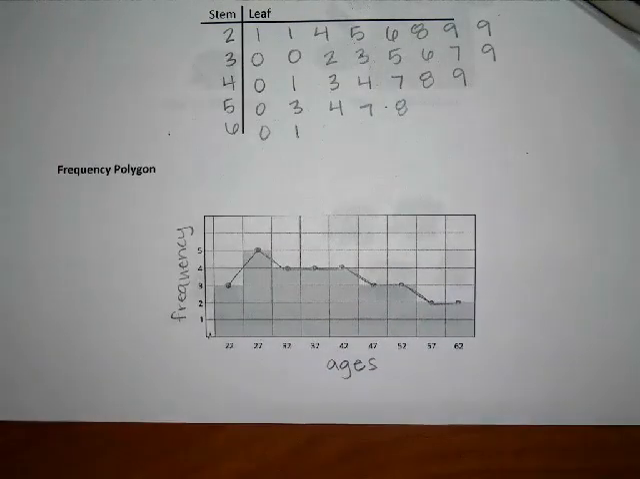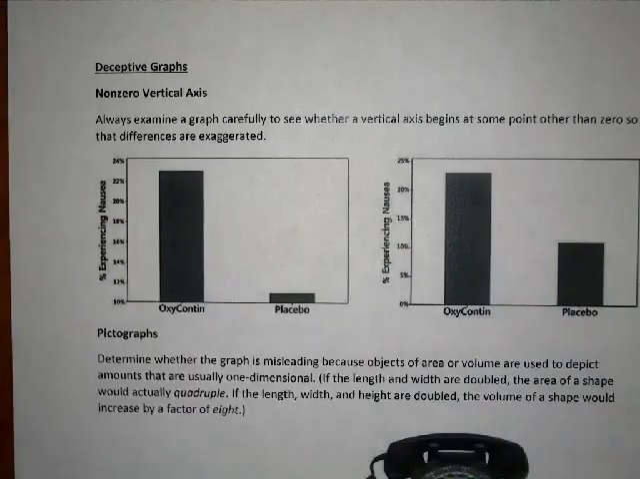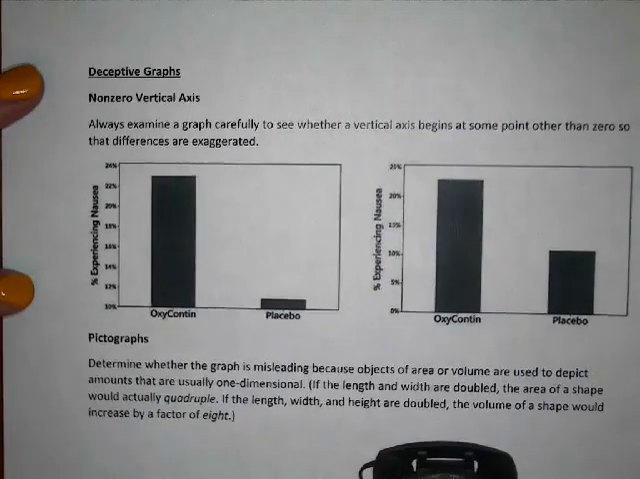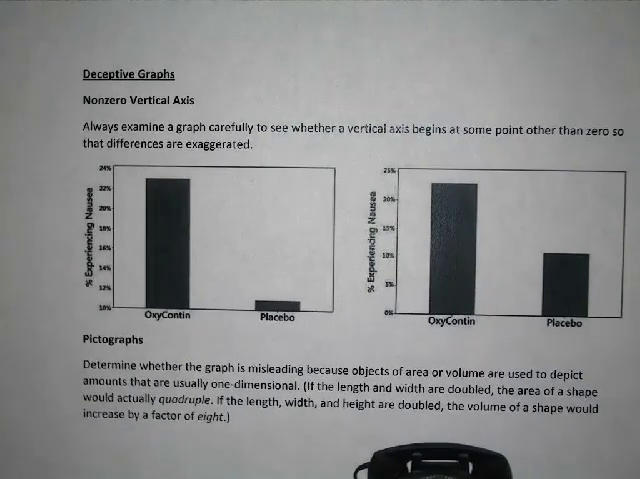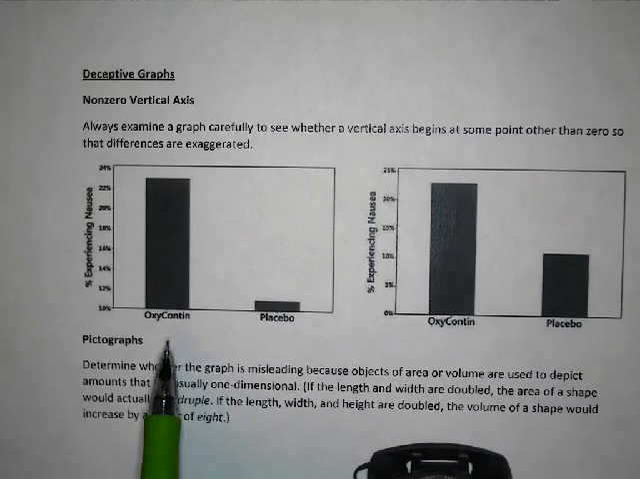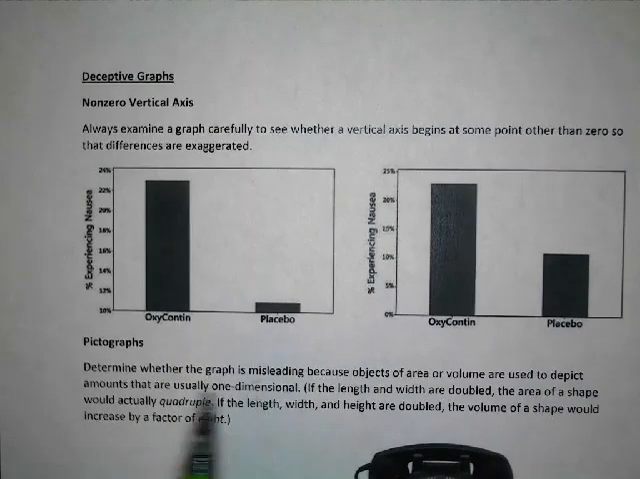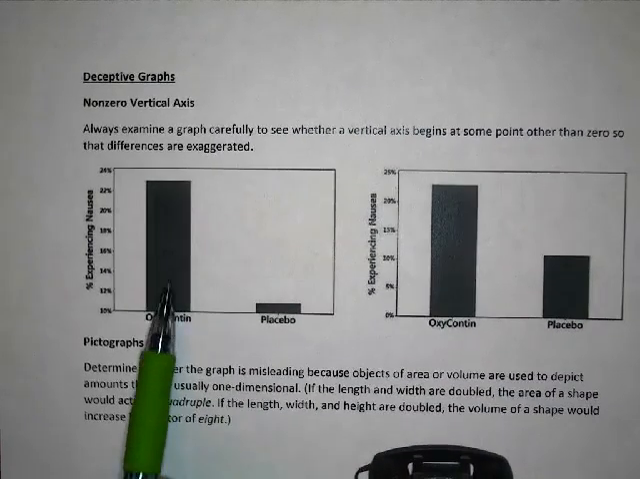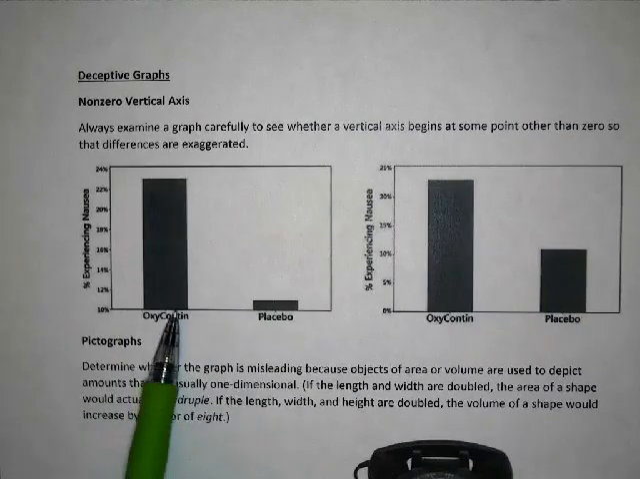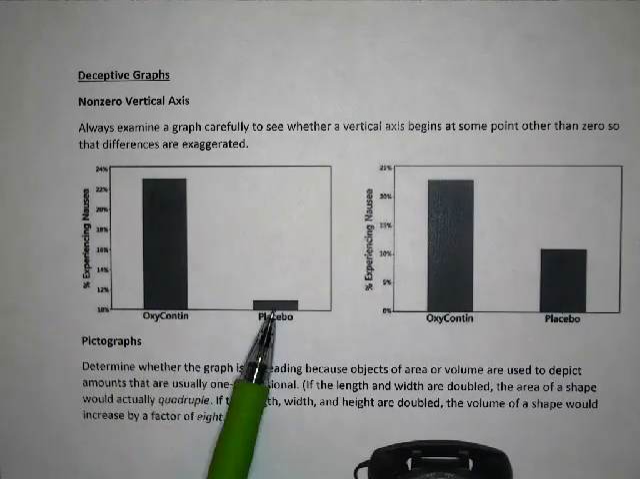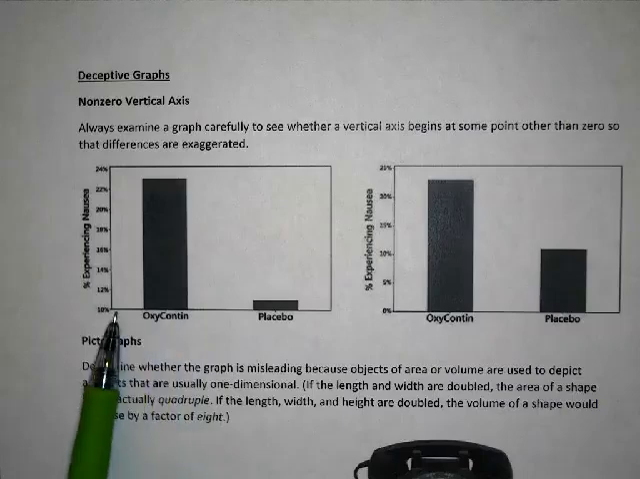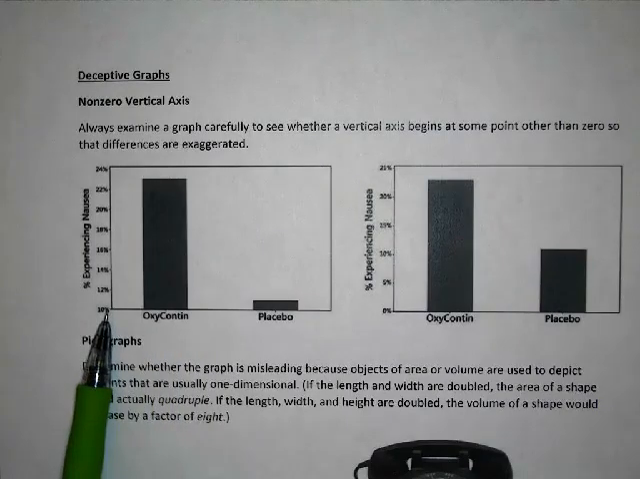Okay, next we're going to look at some deceptive graphs. So the first type of deceptive graph is one that has a non-zero vertical axis. So here they were comparing oxycontin with a placebo to say which one gives more nausea, and they tried to make it look like the medication was 10 times more nauseating than the placebo. But in reality, they just started this at 10%. And then went to 12%, and then from there went up by 2% each.